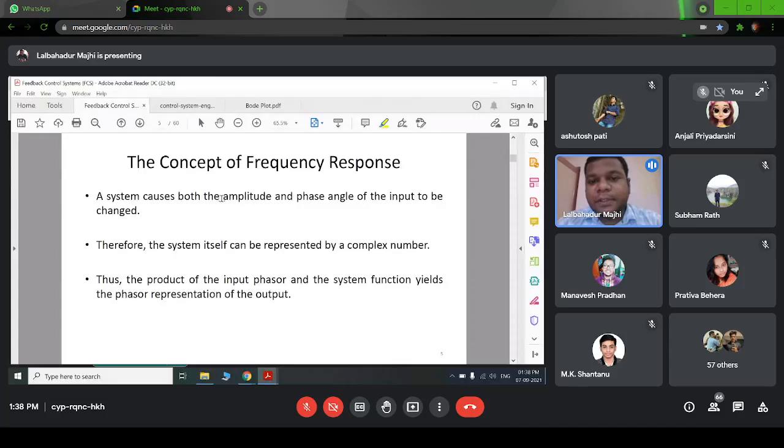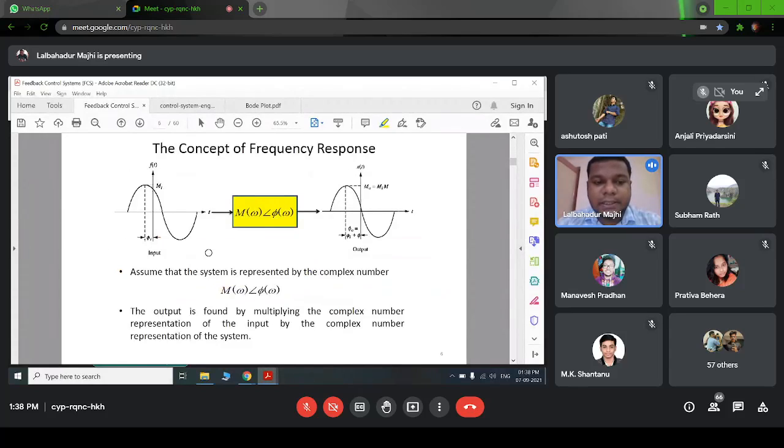The system causes both the amplitude and phase angle of the input to be changed. Therefore, the system itself can be represented by a complex number. Thus, the product of the input phasor and the system function yields the phasor representation of the output. You can see here, this is our input with magnitude M1 and phase angle phi 1. And this is our system, with magnitude M of omega and angle phi of omega. So now the output will be this one, right?